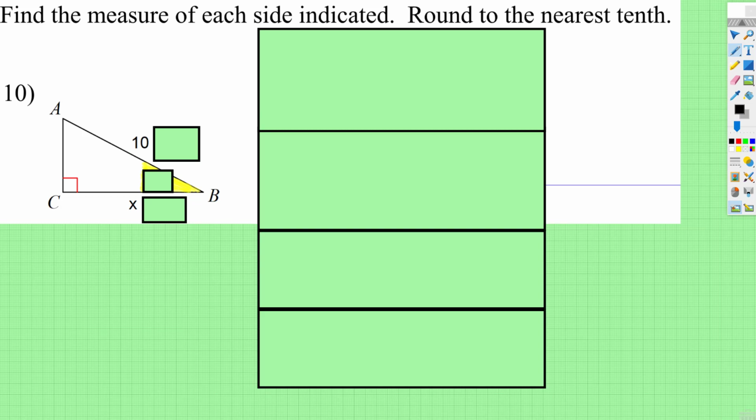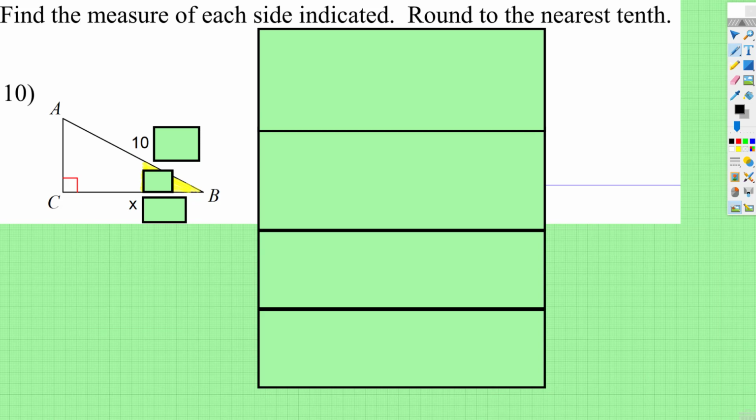Okay, find the measure of each side. Now we have a side that's missing, and we are going to use a trig function to find that missing side. And for these tasks that we're doing up to now, it is all for right triangles.